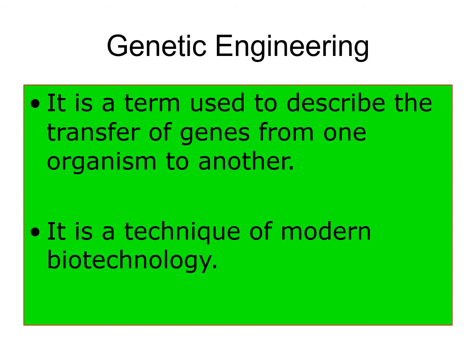So, genetic engineering is a term used to describe the transfer of genes from one organism to another. Now, we know about genes. We know that in the nucleus you find chromosomes, and they're made of DNA, and a length of a chromosome is called a gene. What we're looking at here is cutting a gene out of one organism and transferring it to another. It's a technique of modern biotechnology.